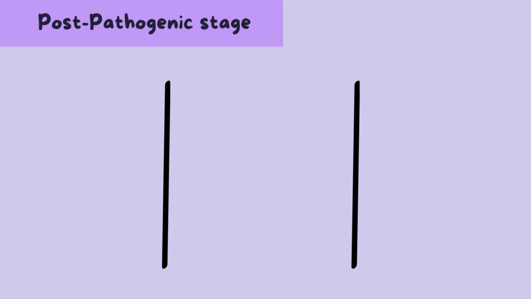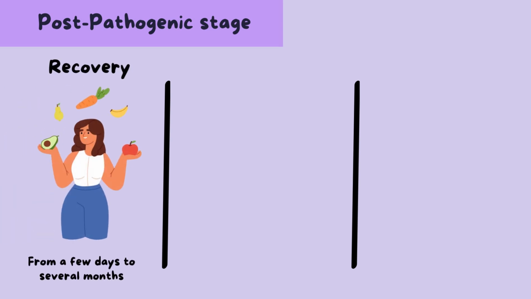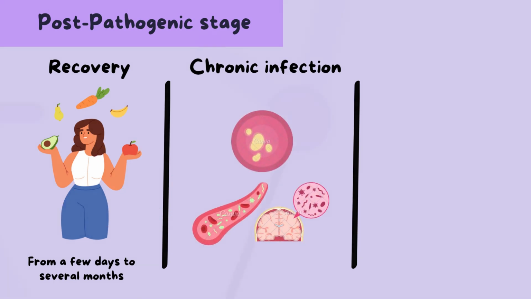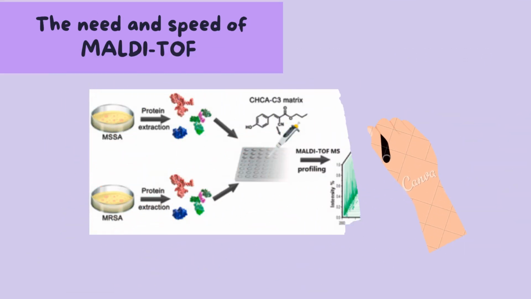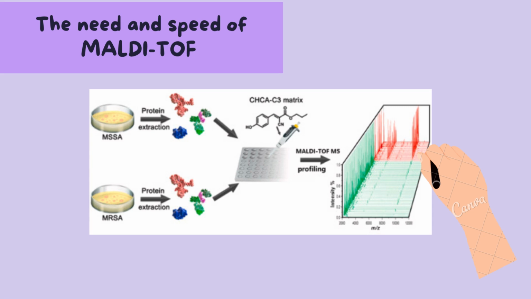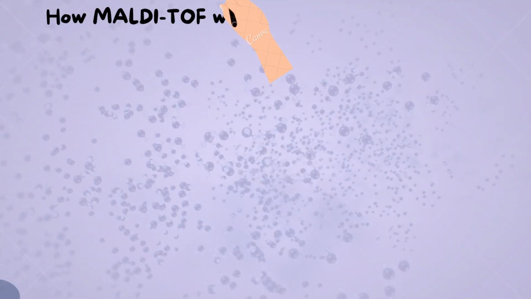Infected individuals may: one, recover, depending on the severity; two, develop chronic infections if risk factors persist; or three, die, especially in cases of sepsis. With serious infections, every hour matters. MALDI-TOF MS offers fast, accurate microbial identification by analyzing protein profiles. While not designed for one specific pathology, MALDI-TOF is used to identify the causative agent and resistance markers. So, how does it work?